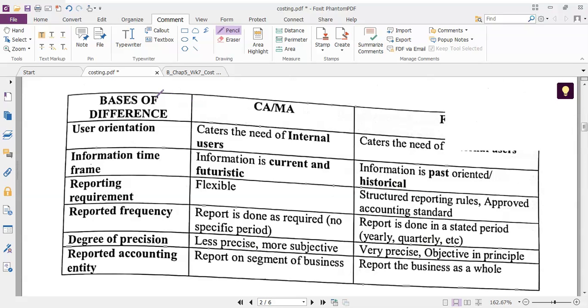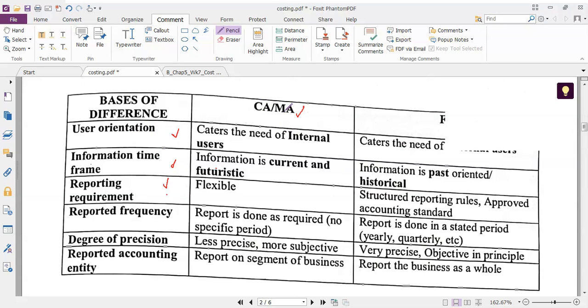What is the basis of difference? If the question asks what is the difference between CA or MA and FA, you must put all these things. The basis of the difference, you must state. Please state what it is. After that, you elaborate for CA and also FA.